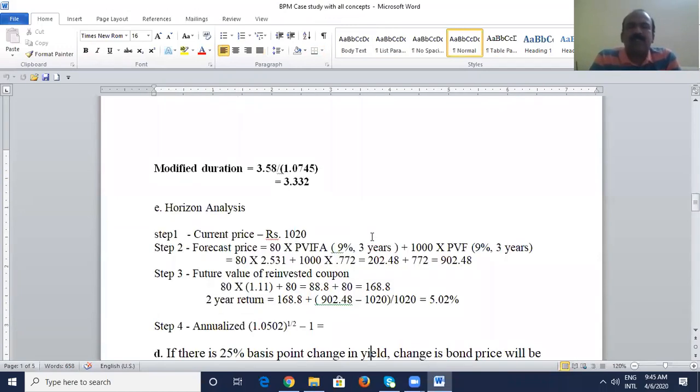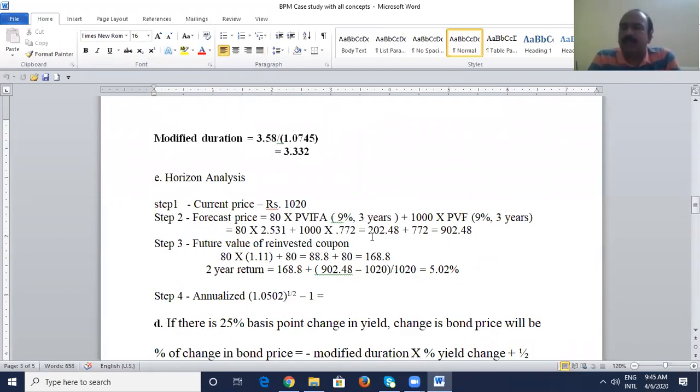First step, we need to get the current price. The current price we need not calculate here. Current price is given in the case itself. That is 1020. Now the forecast price. After 2 years, you are going to invest in this particular new bond, which has a 9% yield. So for the next 3 years you are going to invest, and the total maturity period is 5 years. So after 2 years, the investor wants to invest in this 9% yield bond for 3 years.